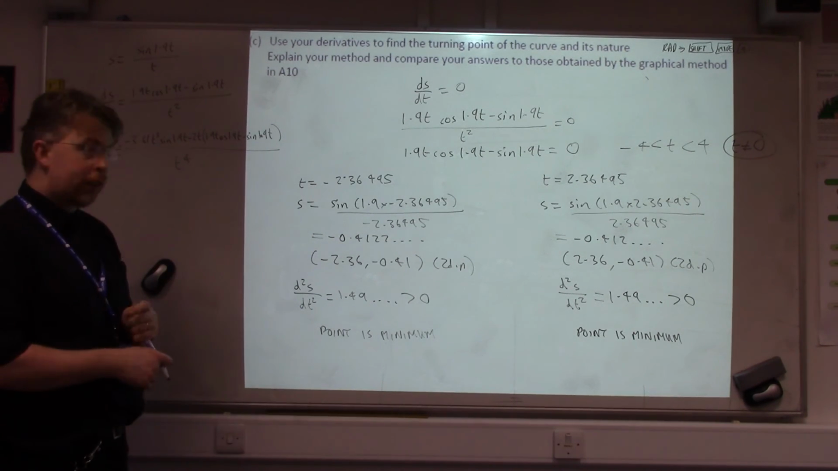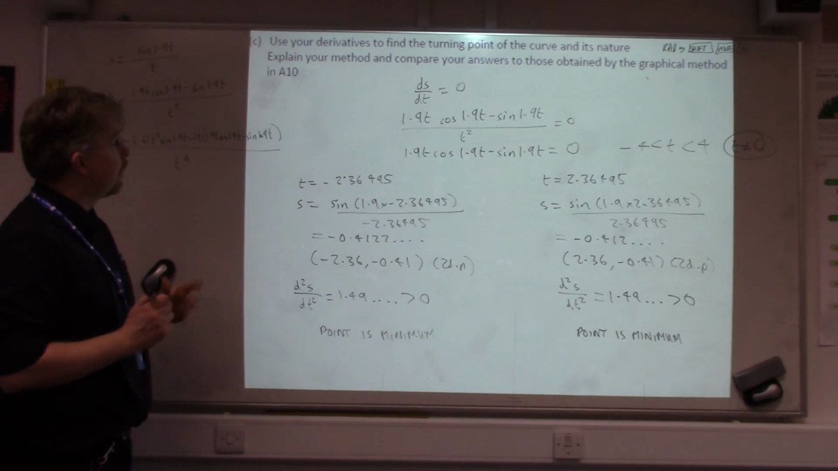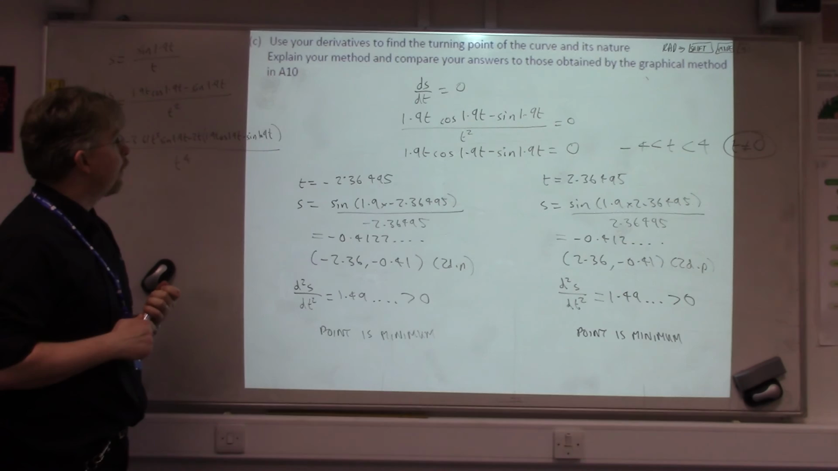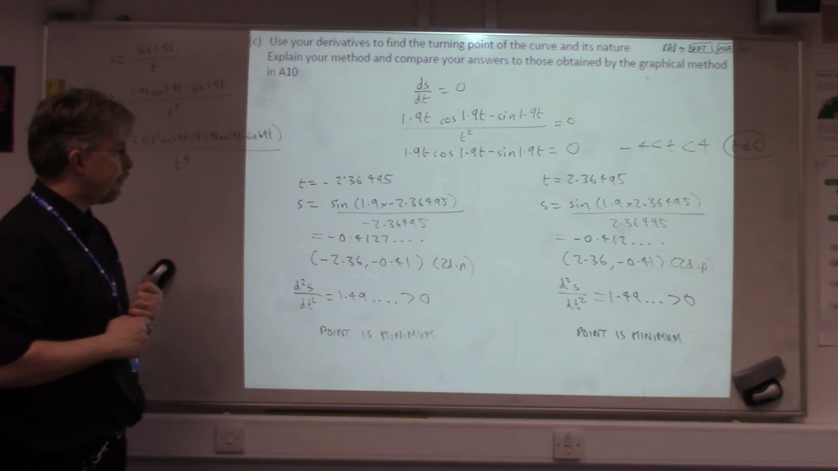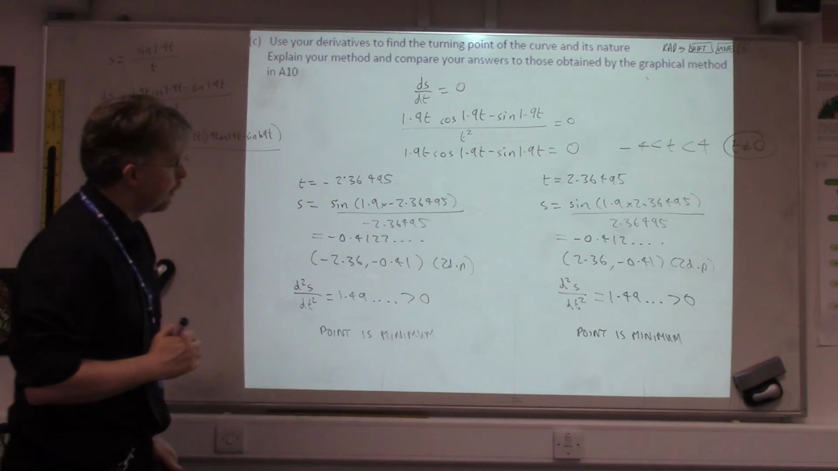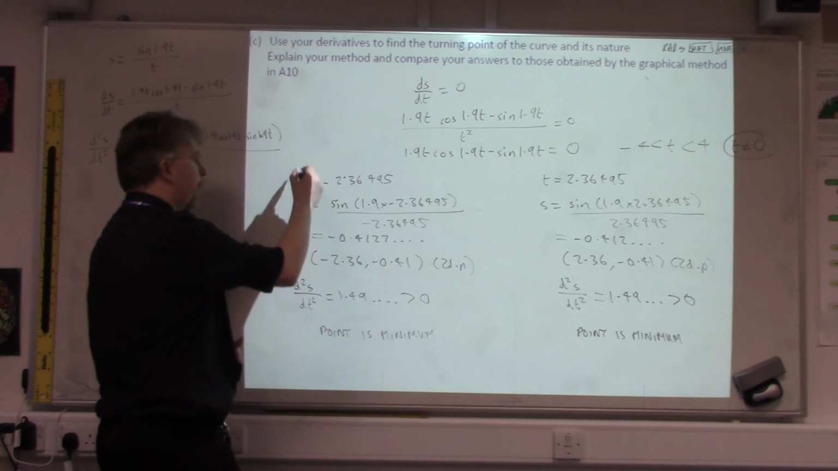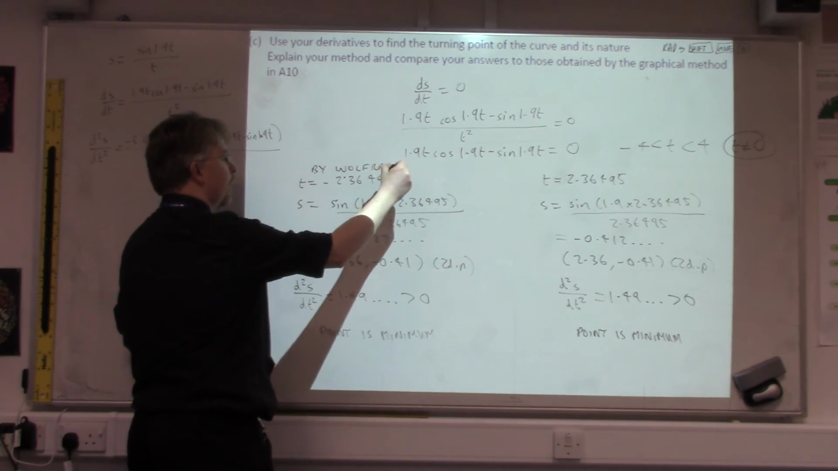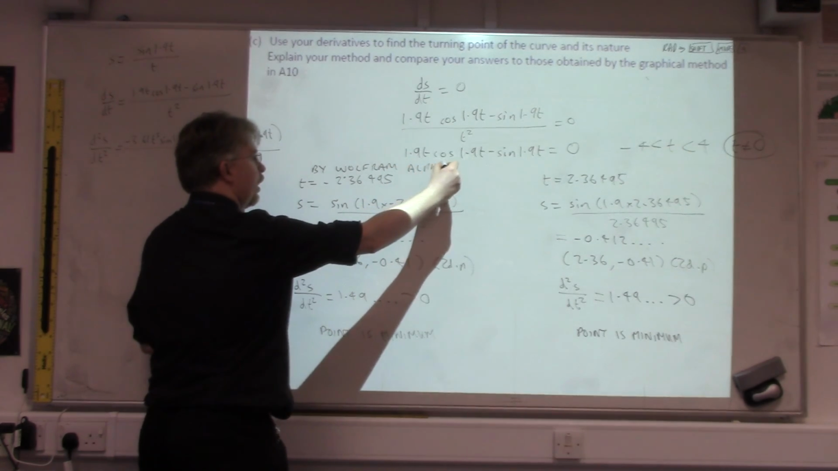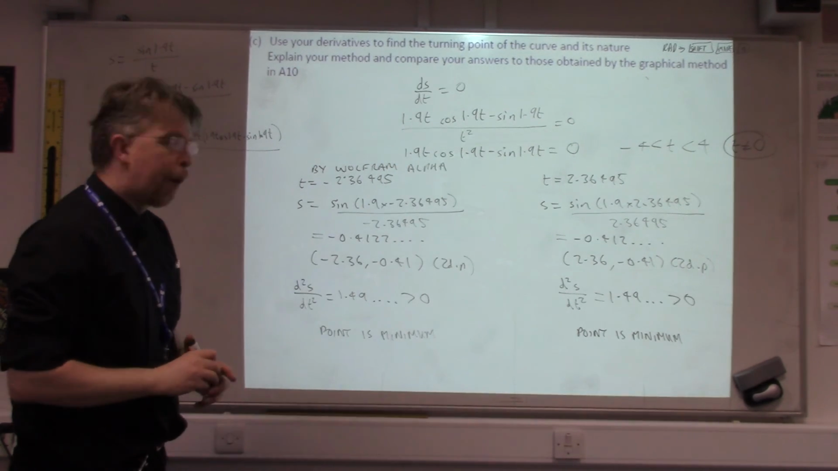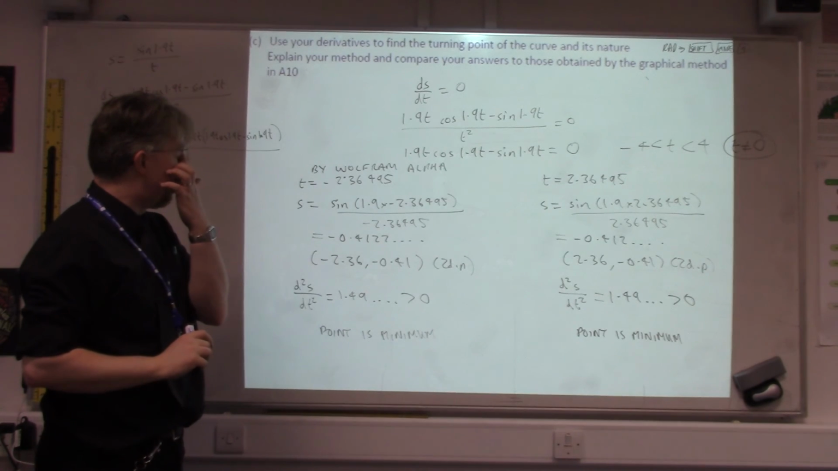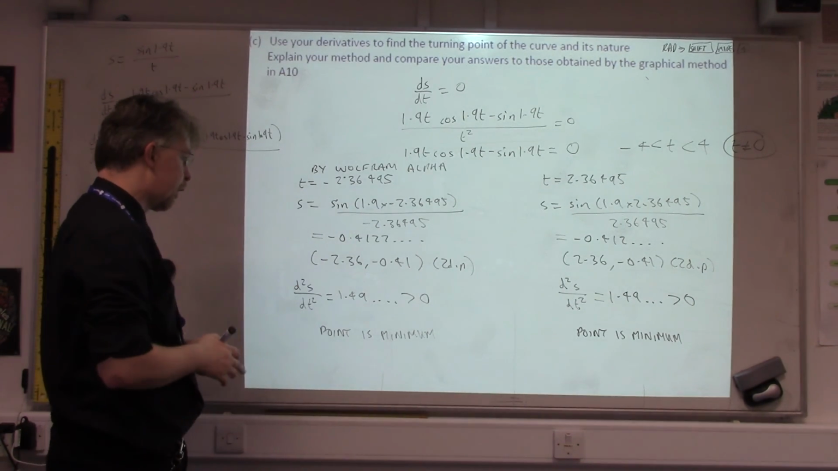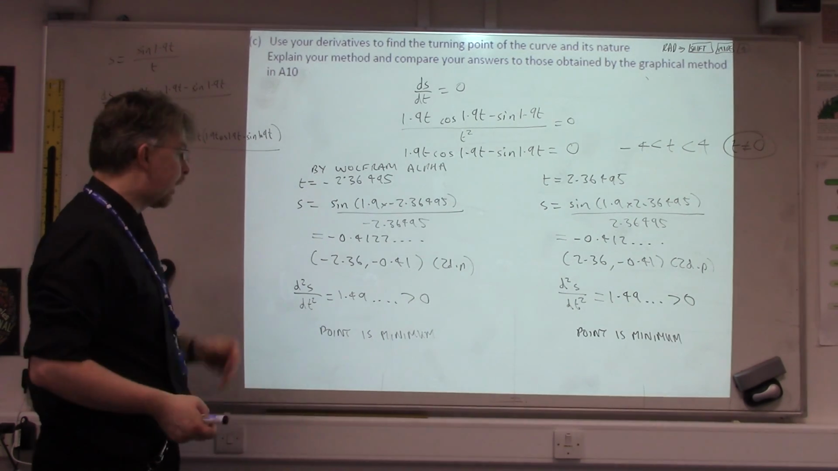So that's what you need to do to get the pass mark. To get merit and distinction, you need to explain your method and compare your answers to those obtained by the graphical method in A10. Another point: we should really credit that we've used Wolfram Alpha at that stage. You should go back to the last section and add that in. It's fine to use it, but we do have to say that we have.